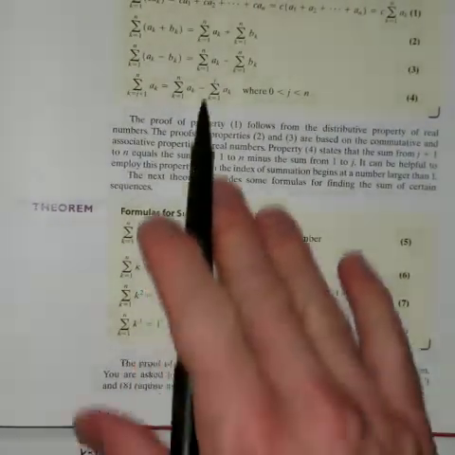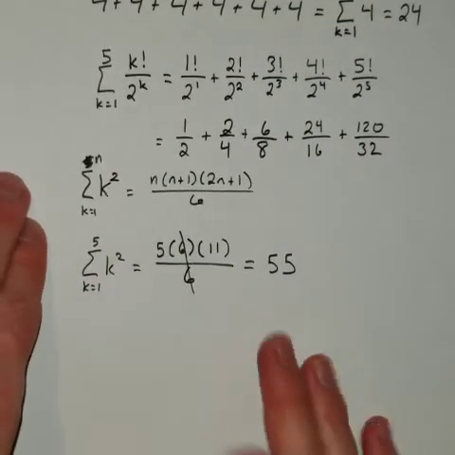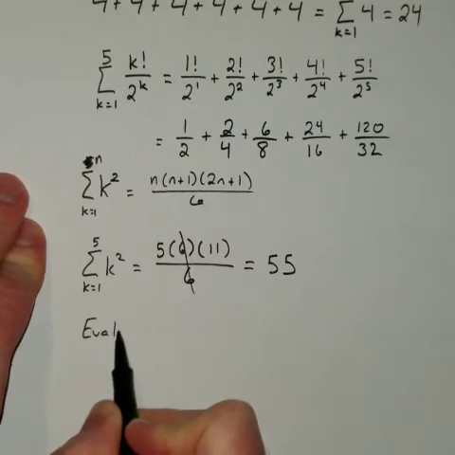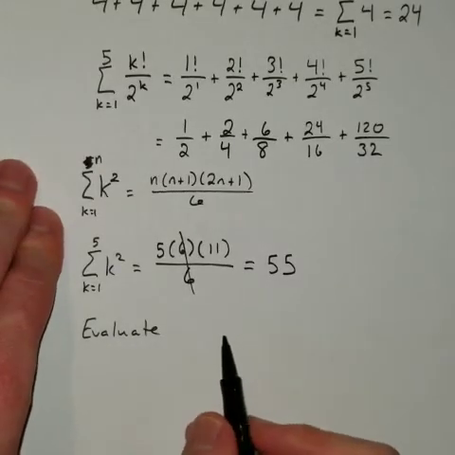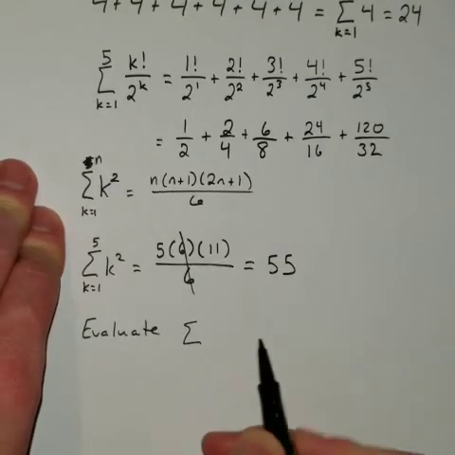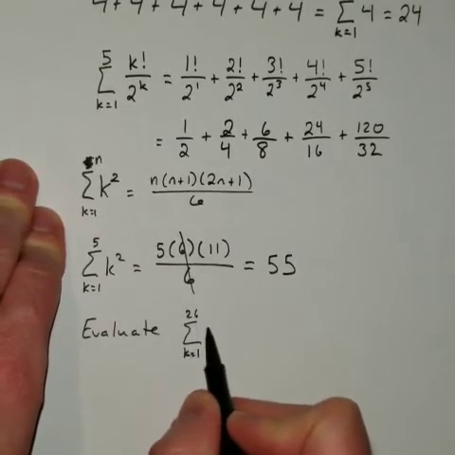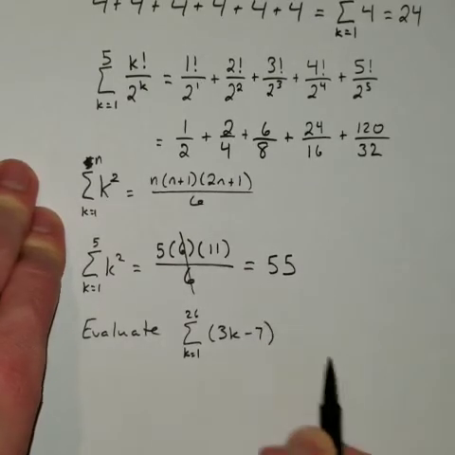Again, the formulas in your book are going to be quite useful, both of these sets of formulas or properties, on page 645. Finally, I'll just do one quick example where you can use those properties. Something like evaluating the sum, k equals 1 to 26 of 3k minus 7.